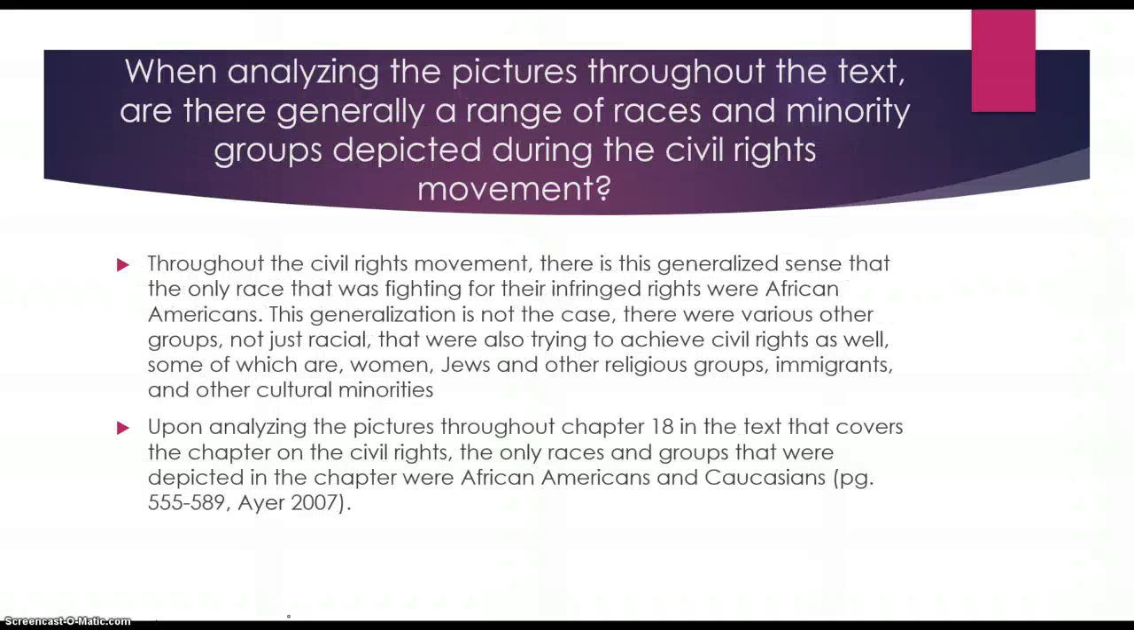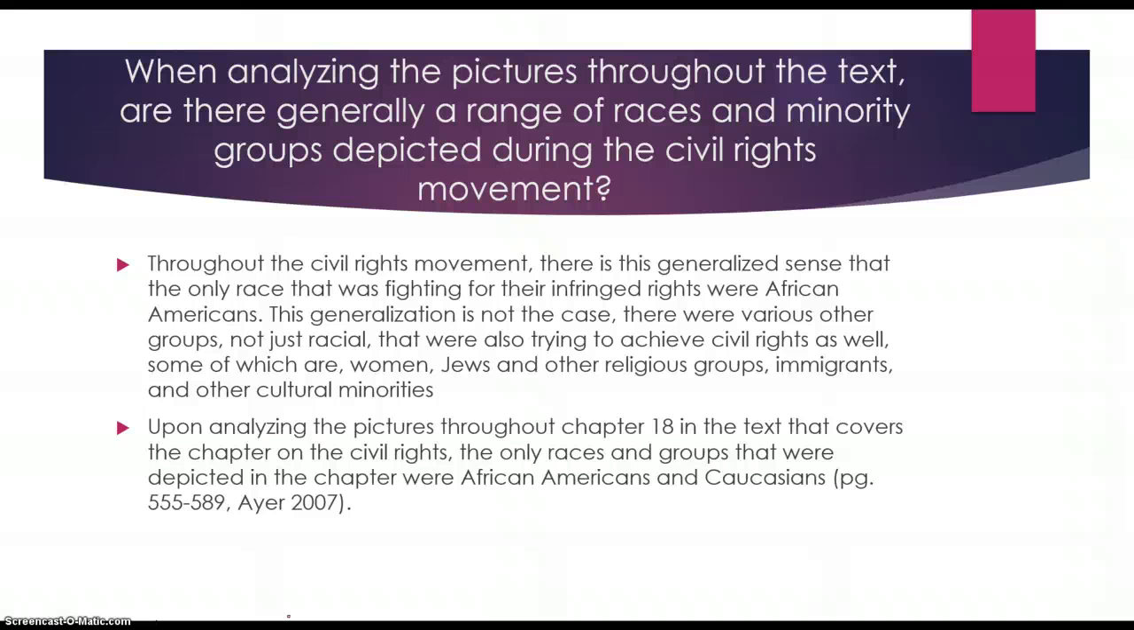The next question I wanted to address was, when analyzing the pictures throughout the text, are there generally a range of races and minority groups depicted during the Civil Rights Movement? Throughout the Civil Rights Movement, there is a generalized sense that the only race fighting for their infringed rights were African Americans. This generalization is not the case. There were various other groups, not just racial, that were also trying to achieve civil rights, some of which are women, Jews and other religious groups, immigrants, and other cultural minorities.